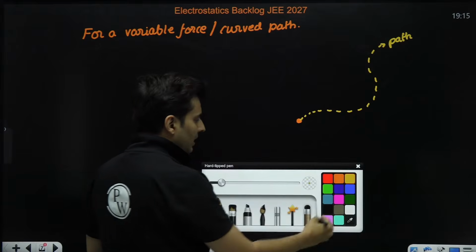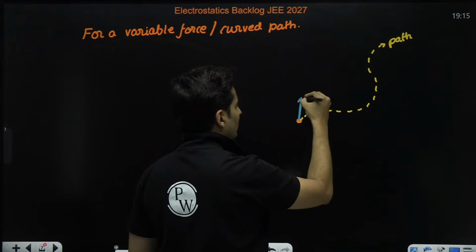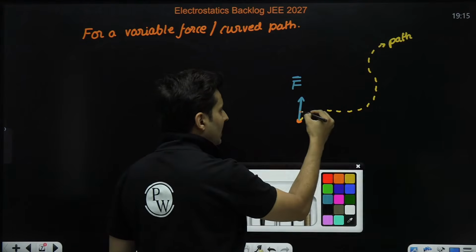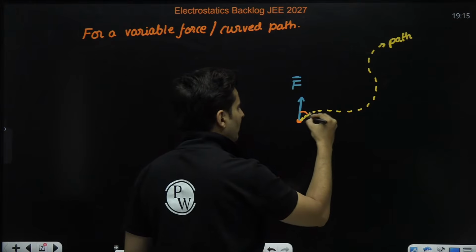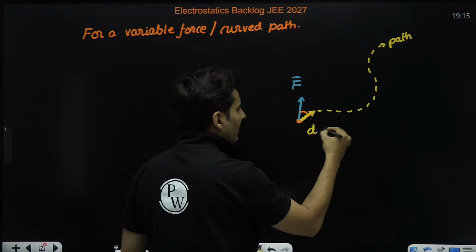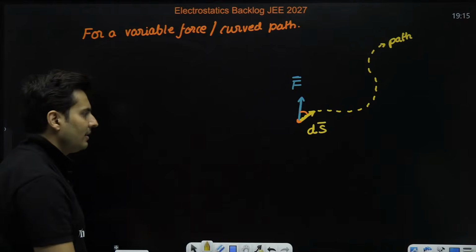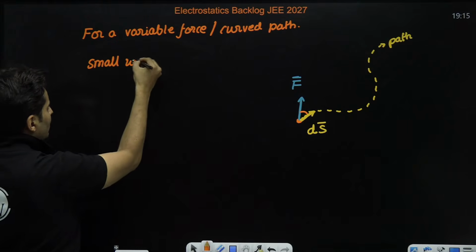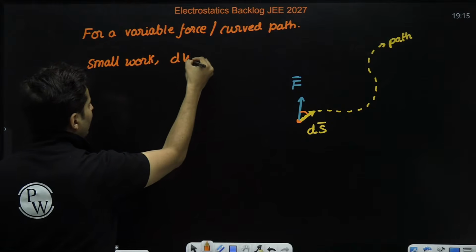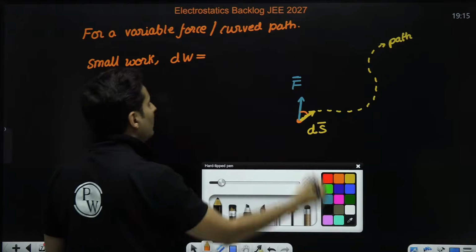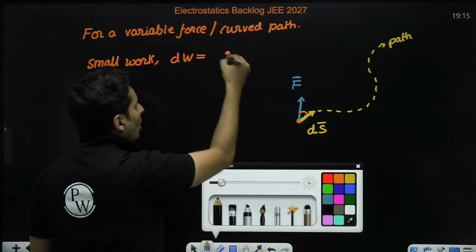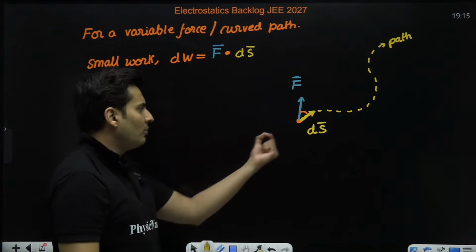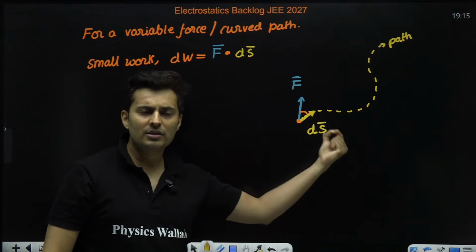And at each instant, the force acting on it is also not constant. It is changing, maybe direction, maybe magnitude, even both. So this angle might not be constant. Even the displacement vector might not be constant. So what you do is take up small displacements, ds, and you calculate the small work. The small work done will be dW, and that dW will be nothing but the dot product of this particular force with this small displacement.